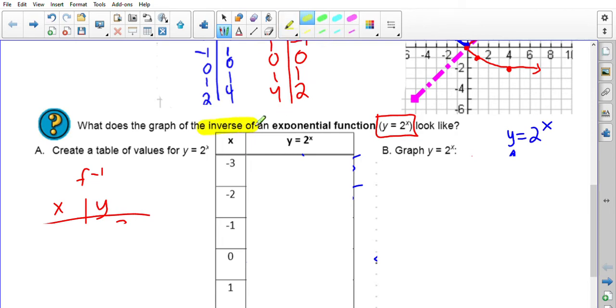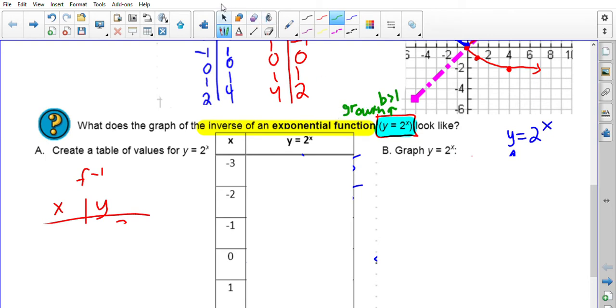Okay, so the inverse of an exponential function, and we are going to work with y equals 2 to the x. We typically always work with that parent function, but obviously in this case here, this is unique, because the b value here is greater than 1. So we know that this is going to be exponential growth based on the fact that the base is greater than 1. Okay, so I already know that the graph should look like it's growing.